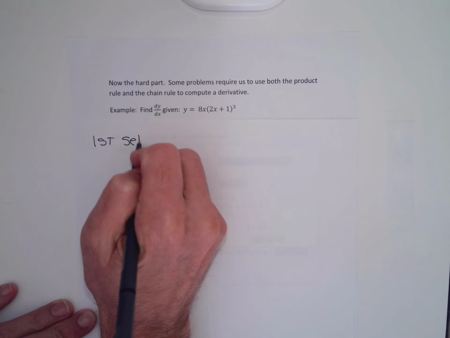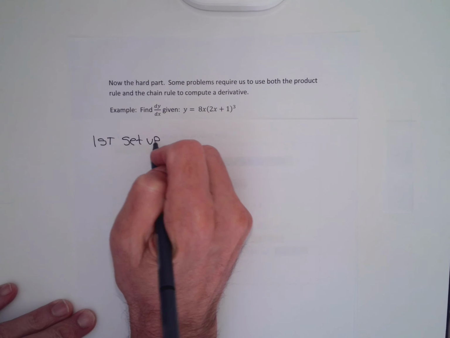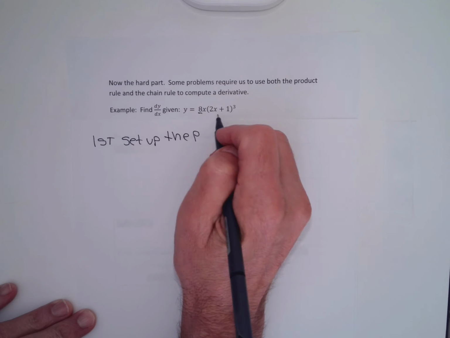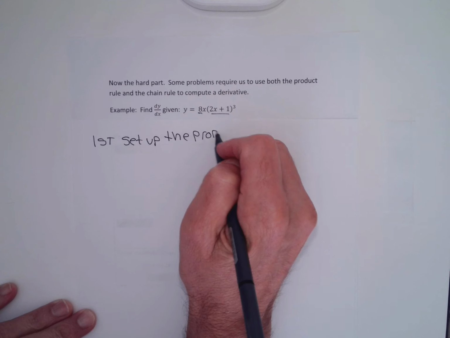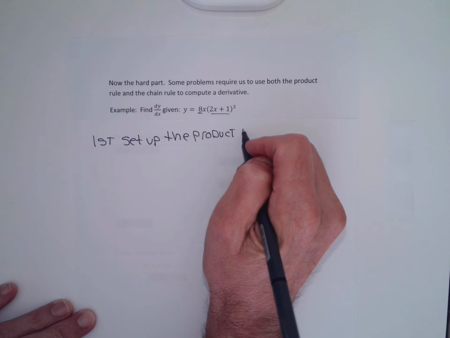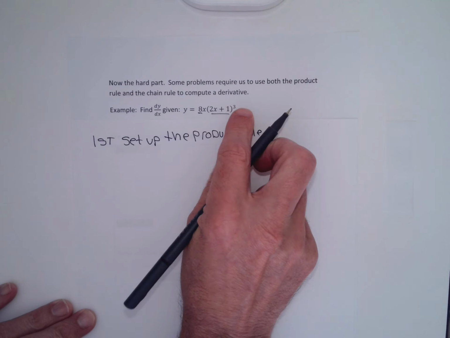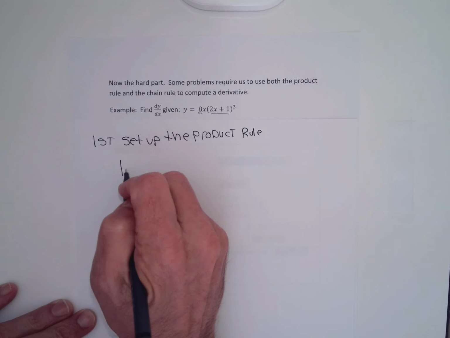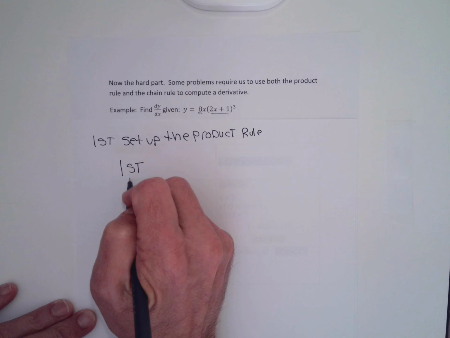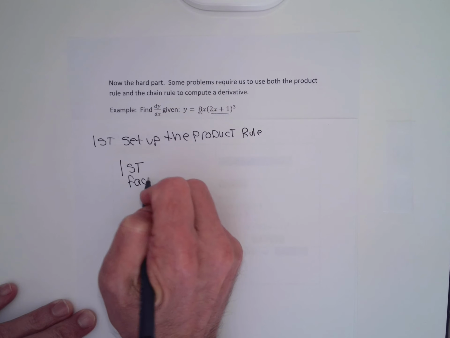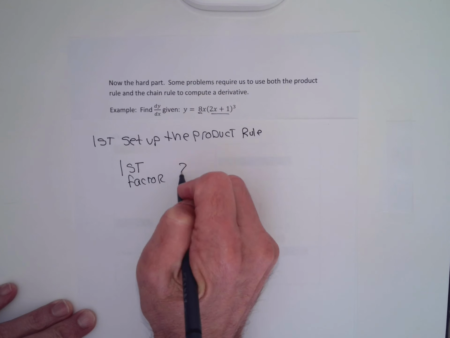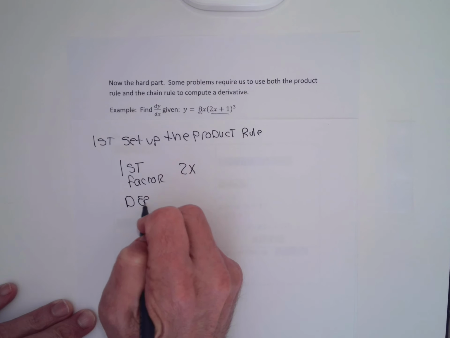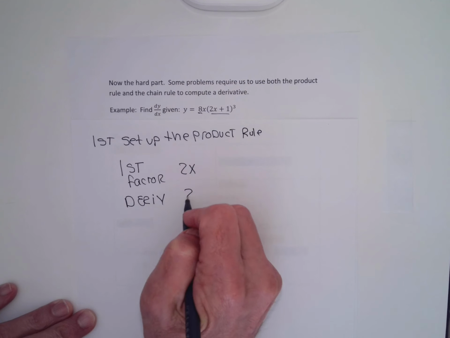The reason I need to set up the product rule is because there's multiplication, there's a first factor and a second factor, and both the factors have an x. I can't use the chain rule directly when the coefficient has an x. So what do I do for the product rule? I write my first factor, which is 2x, and I write its derivative down. Its derivative is baby. The derivative of 2x is just 2.